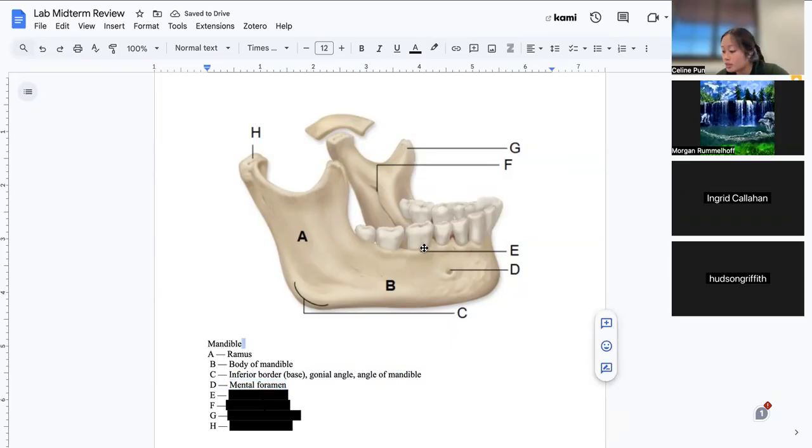Okay, for E, this is the one that means honeycomb. It has the root of honeycomb, and it's exactly where your teeth go. Alveolar process. Okay, F. What is this hole called? It's pretty cool. All these holes here, that's where a lot of our nerves and blood vessels enter. Mandibular foramen. Nope.